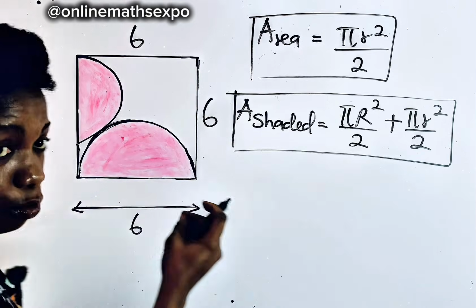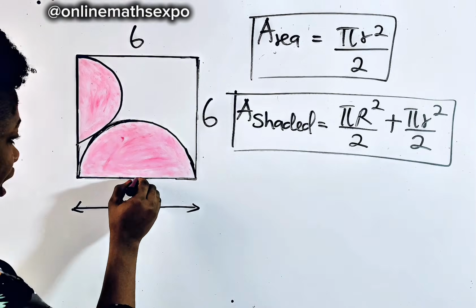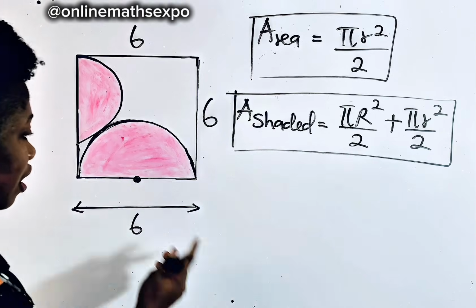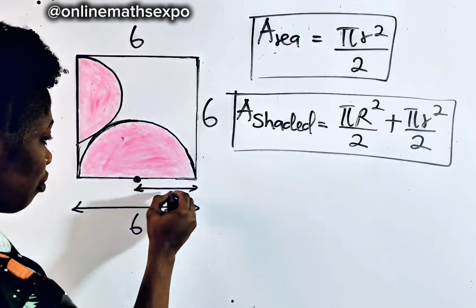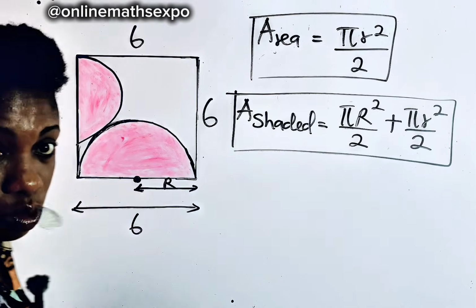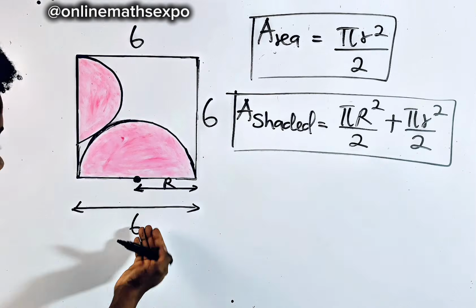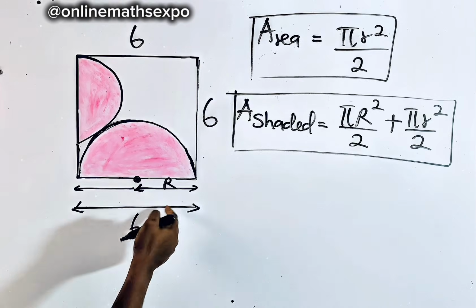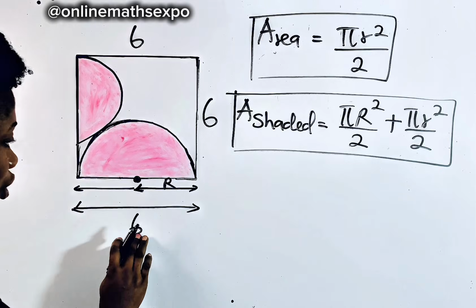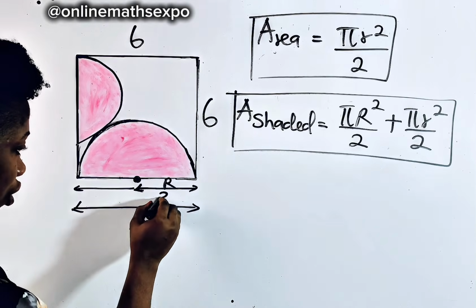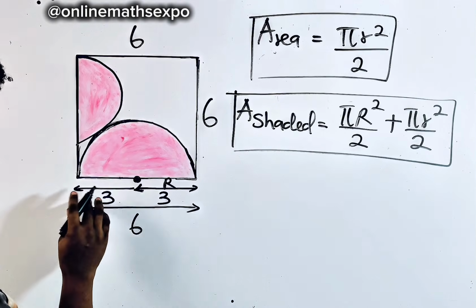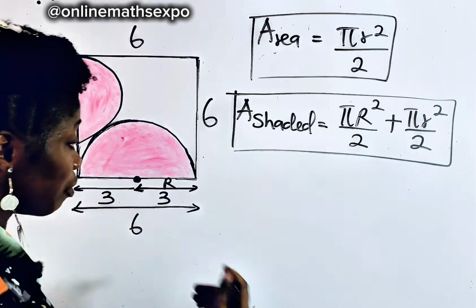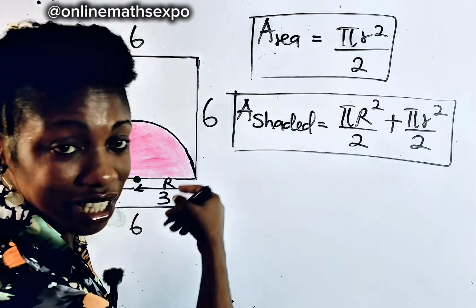And if this is the diameter, we can get the center. So the center is somewhere here. And if this becomes the center, it means that from here down to this place becomes the radius of this big half circle. For us to get this radius, this side and this side are equal, so we need to divide 6 by 2. If you do that, here is going to give us 3, and this place is also 3, so that when you add them together, it gives you back 6. So you have gotten the radius of the big half circle.